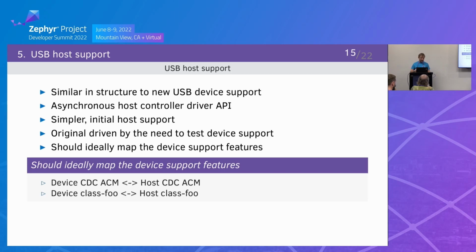So this USB host support, or upcoming USB host support, should ideally map to device support features. For example, if we move our USB device CDC ACM support to the new stack, we would ideally have a counterpart of that on the host side. For CDC ACM, it just allows better testing and coverage.